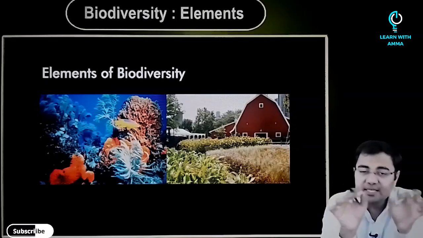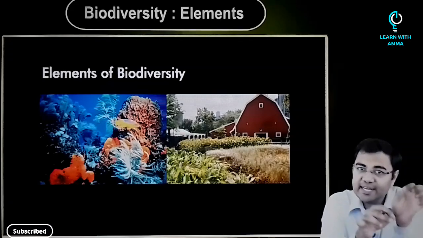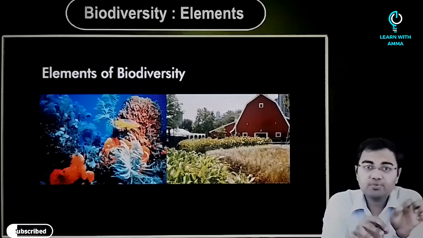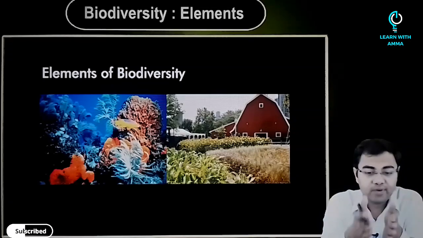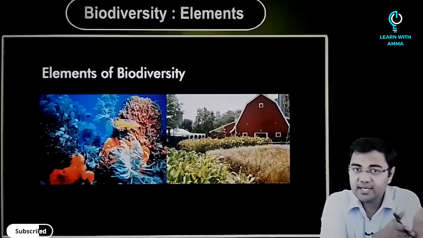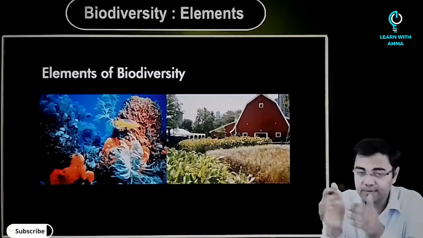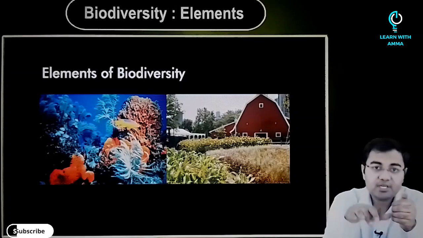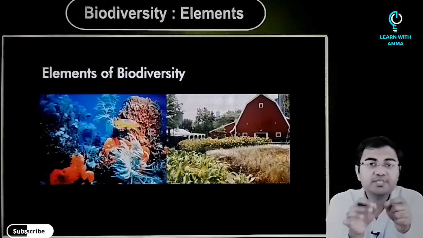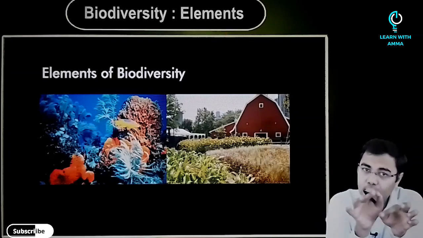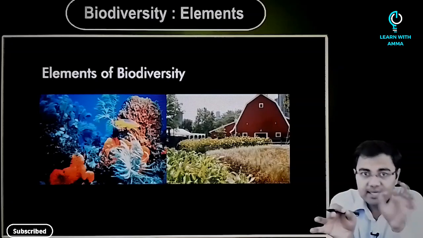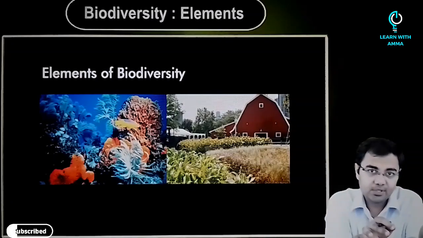When we are within a species, looking at the genetic makeup, it's very easy for you to divide between the meaning of genetic and the meaning of species diversity. But as you go further, you will see that within a population, we can also talk about species diversity and we can also talk about genetic diversity.